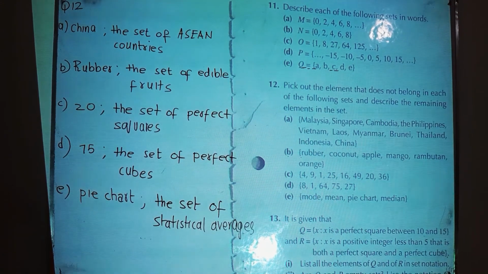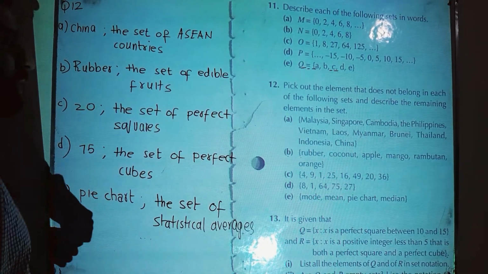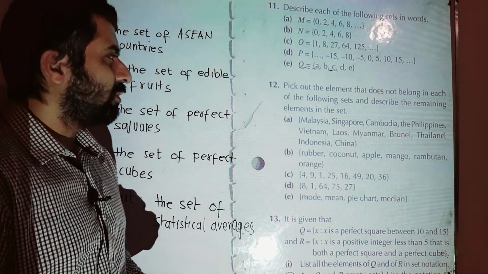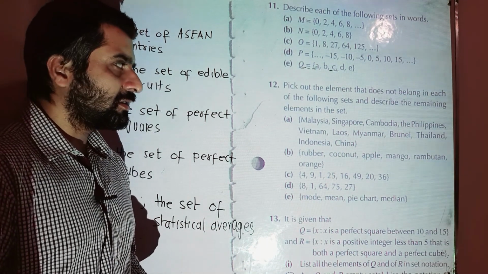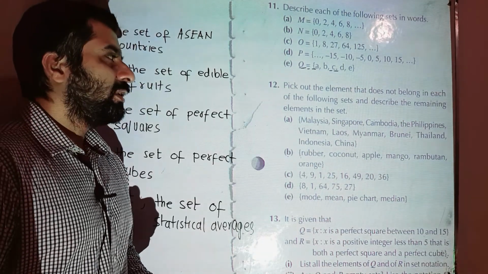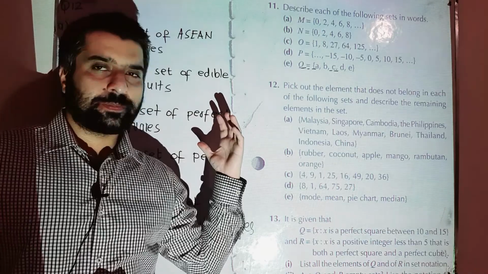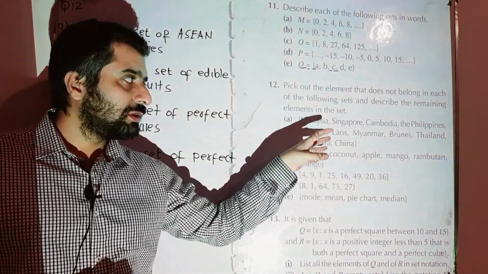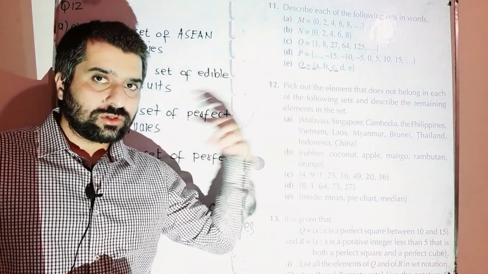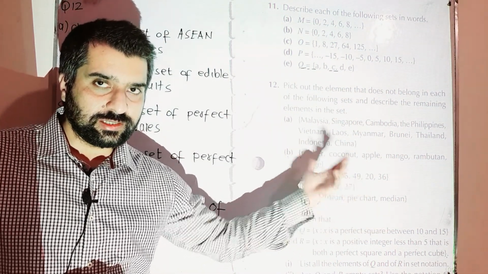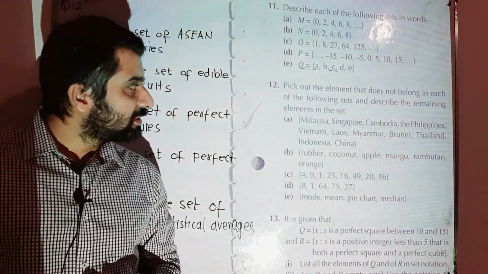Question number 12. Pick out the element that does not belong in each of the following sets and describe the remaining elements in the set. Okay, we have to pick out an element which does not belong to the set because the other elements are different from that one. Okay, let's see how.